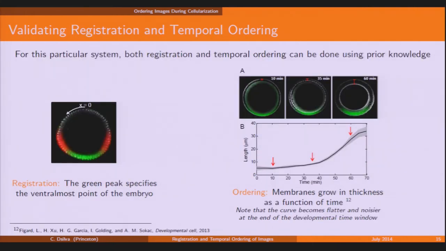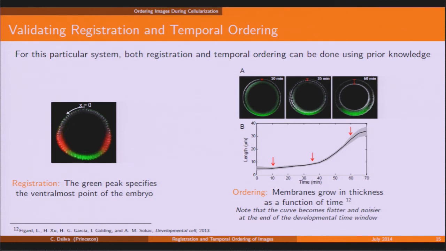So I lied to you slightly in that for this particular system, both the registration and the temporal ordering can be done using prior knowledge about the system. So the registration, like I've been pointing out, the green peak specifies the ventralmost point of the embryo, and so you could align everything just by where the green peak is. And the embryos can actually be timed by another protein.